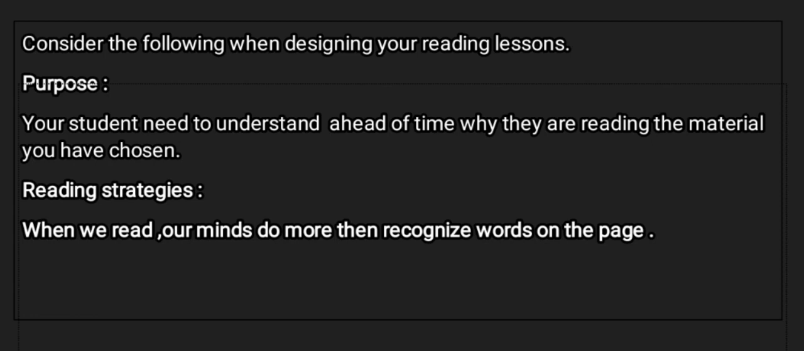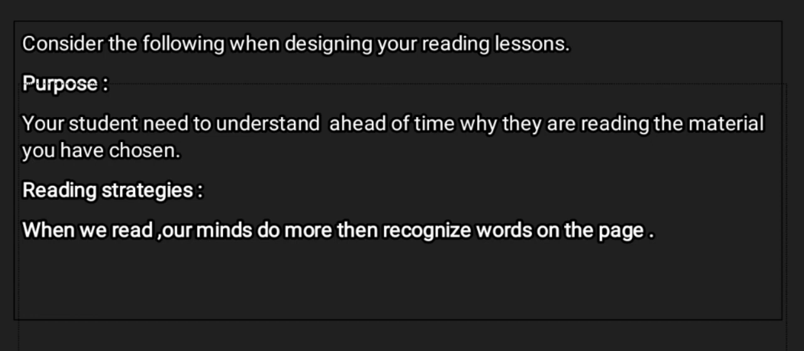Also, we need to consider the reading strategies in designing our reading lessons. When we read, our minds do more than recognize words on the page. For faster and better comprehension, choose activities before and during your reading task that practice the following strategies: prediction, guess from context, skimming, and scanning. Prediction is perhaps the most important strategy.